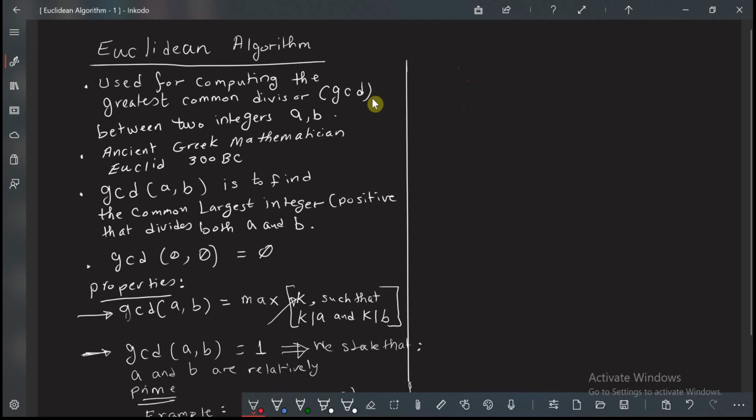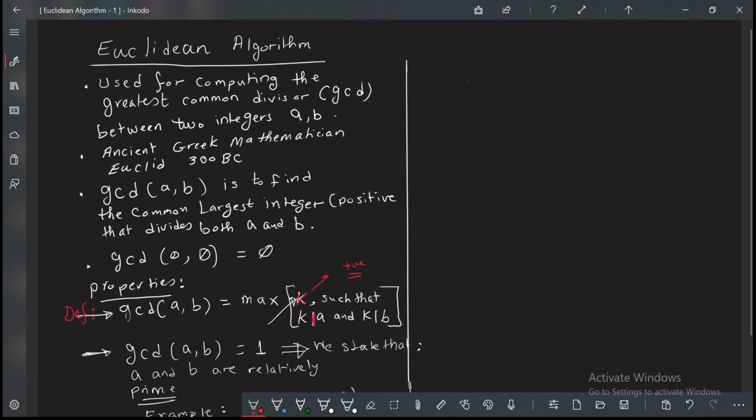There is one of the properties of the GCD. If the two numbers are zeros, the GCD of 0, 0 is basically 0. Another definition: we can define the GCD between two integers a and b as the maximum positive integer k such that k divides a, meaning it divides a without any remainder, and k also divides b. So the common divisor between them, k in this case, becomes the greatest common divisor. It has to be the maximum number.